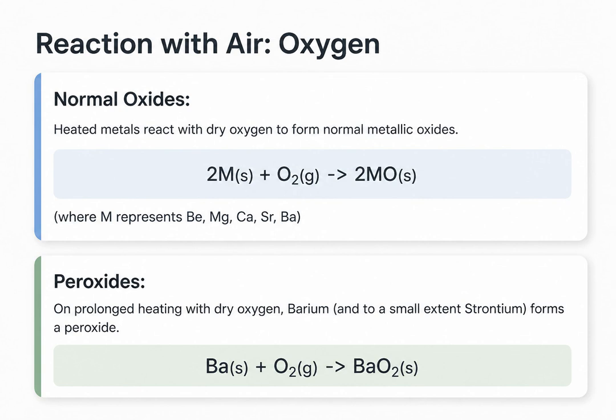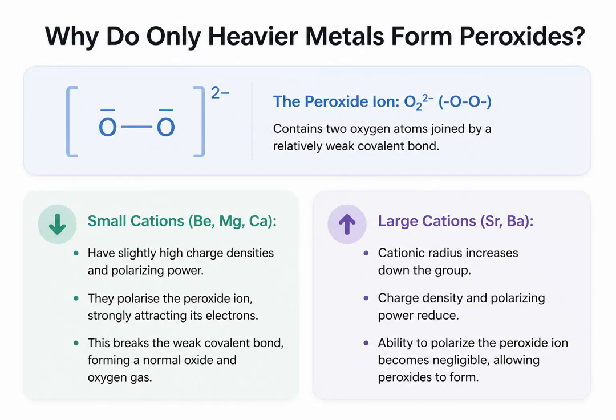However, under prolonged heating, the heavier elements behave differently. Barium, and to a lesser extent strontium, will actually form a peroxide, represented as BaO2. You might wonder why only the heavier metals, like barium, form peroxides. It all comes down to charge density. The peroxide ion is held together by a weak covalent bond.